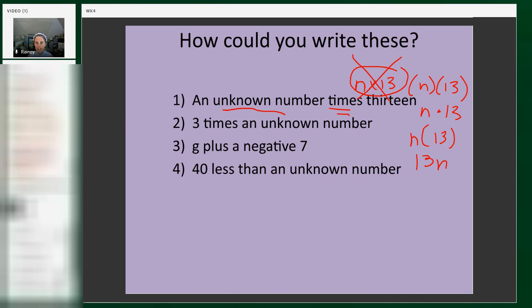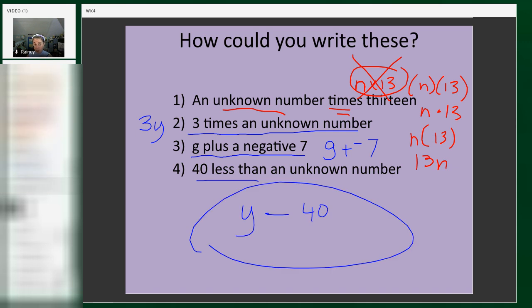How about this one? 3 times an unknown number. That would be 3y. Okay, how about the next one? G plus -7. And then the last one, 40 less than something, an unknown number. So it's got to be after the unknown number. Good job. All right, let's see. Do we have any more?